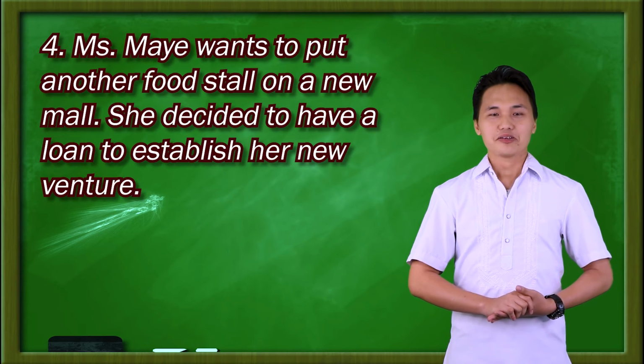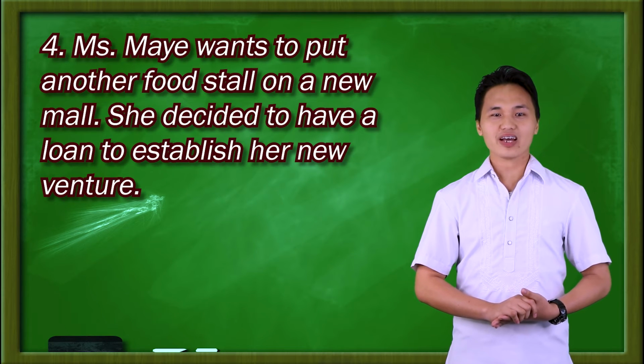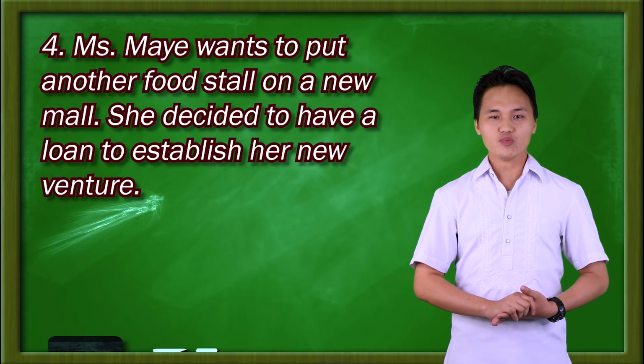Number 4. Miss May wants to put another food stall in a new mall. She decided to have a loan to establish her new venture.